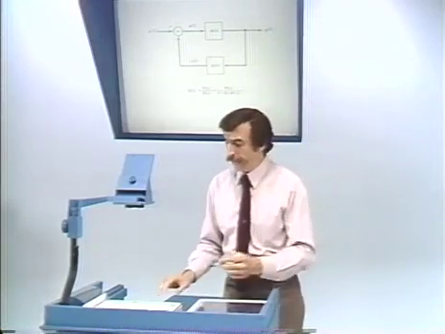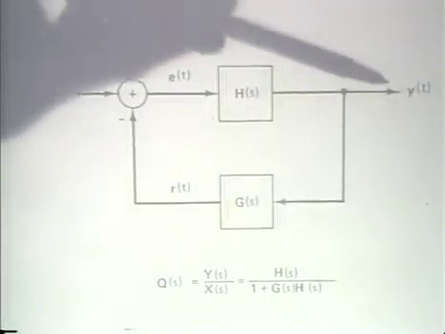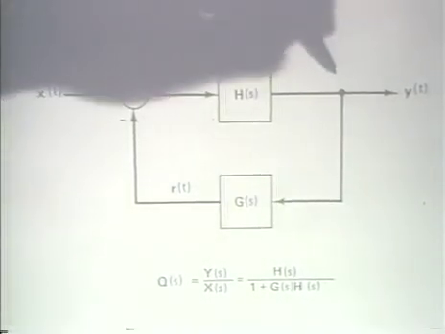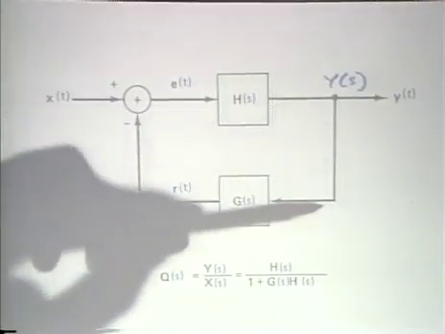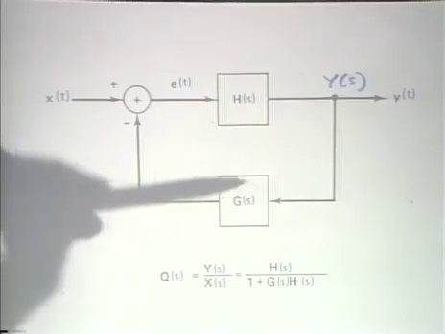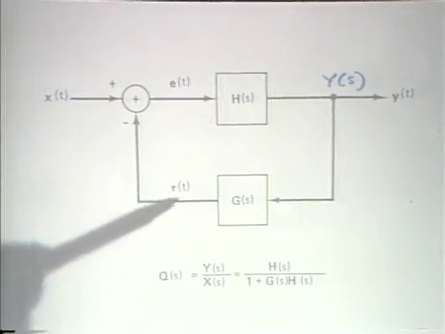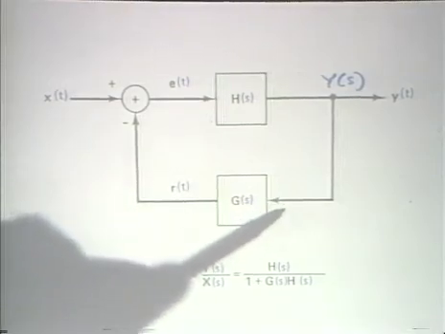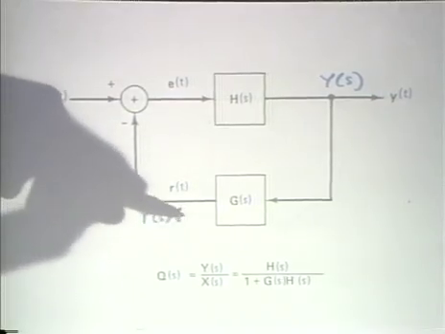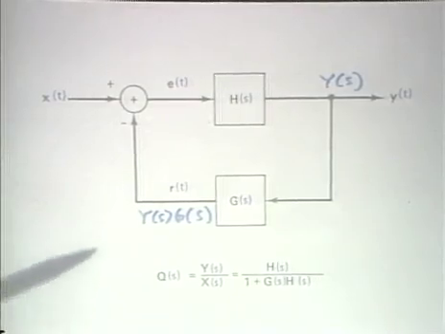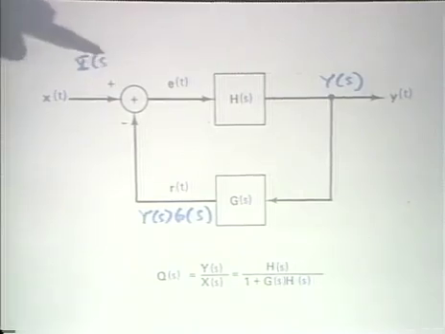But basically, if we look at this feedback system, we can label, of course, since the output is y of t, the Laplace transform of the output as y of s. And we also have y of s as the input here. Because this is the system function, the Laplace transform of r of t is simply the Laplace transform of this input, which is y of s times g of s. So here we have y of s times g of s. At the adder, the input here is x of s.